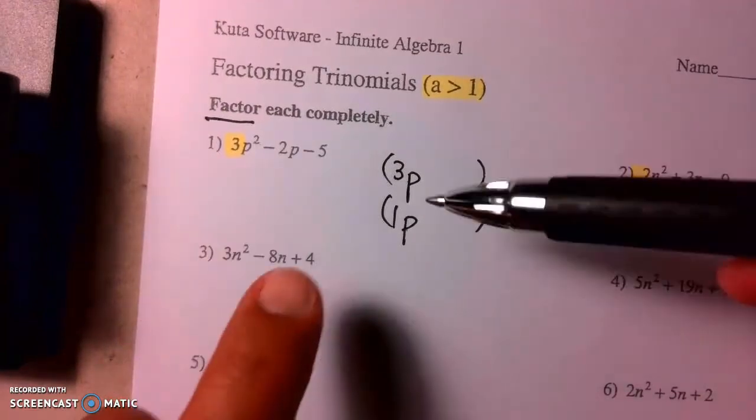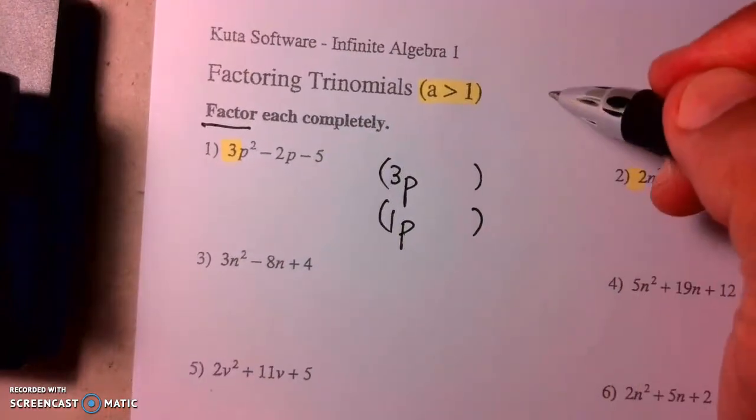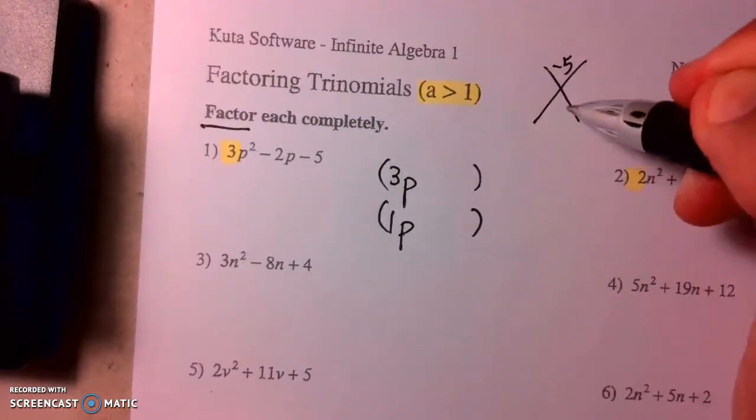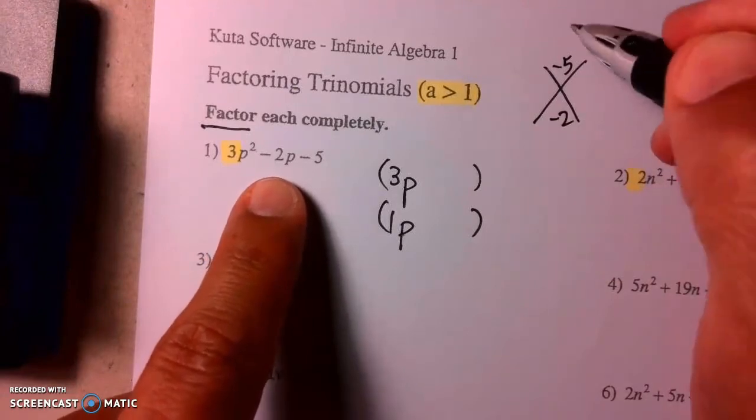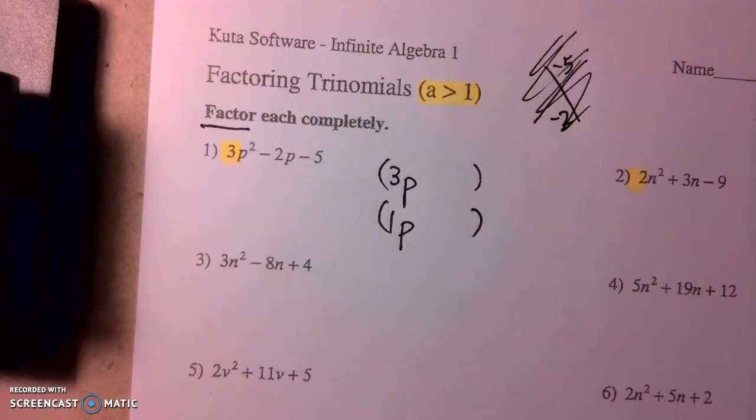You still look at this blank spot and this blank spot multiply to negative 5. But the problem is you don't do this anymore. What two numbers multiply to negative 5 and add up to negative 2? You do not do this version. From here, it's a lot of trial and error.